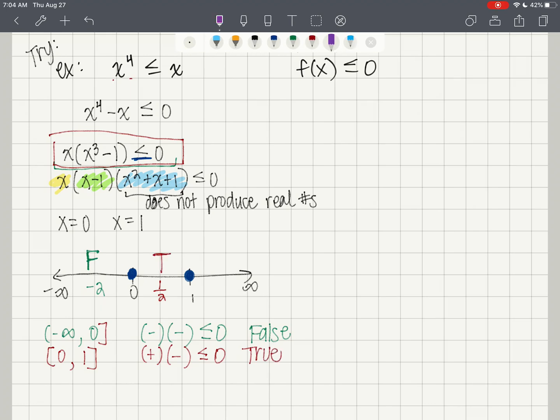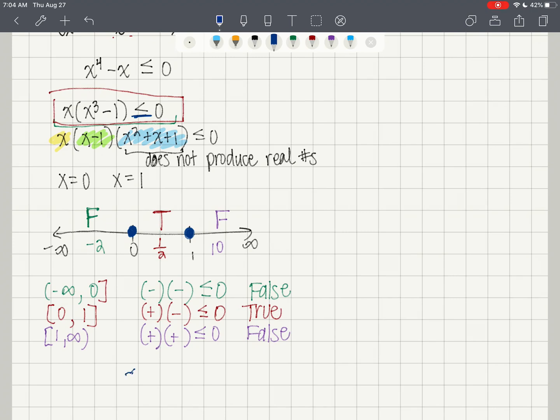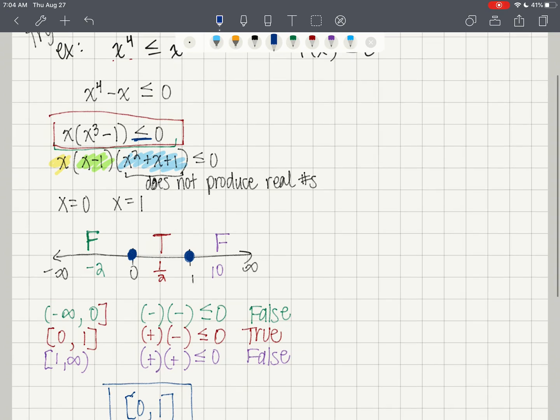Now I'm going to test between 1 and infinity. Maybe I'll use 10. That's very obvious, right? 1 to infinity. 10 is positive. 10 cubed minus 1 is also positive. That cannot be less than 0. Therefore, that part's false. So our only solution here is between 0 and 1. Inclusive.